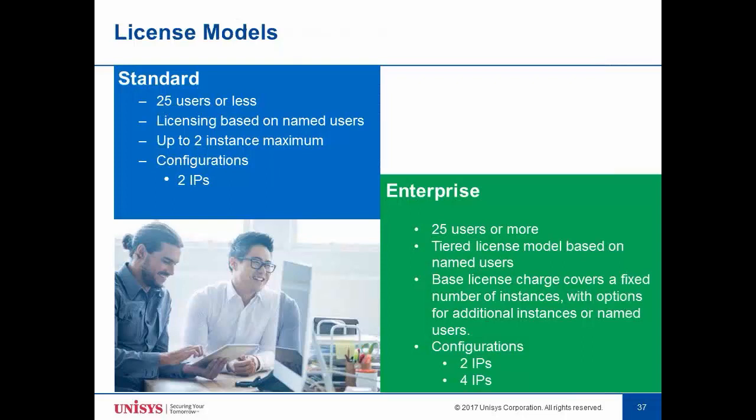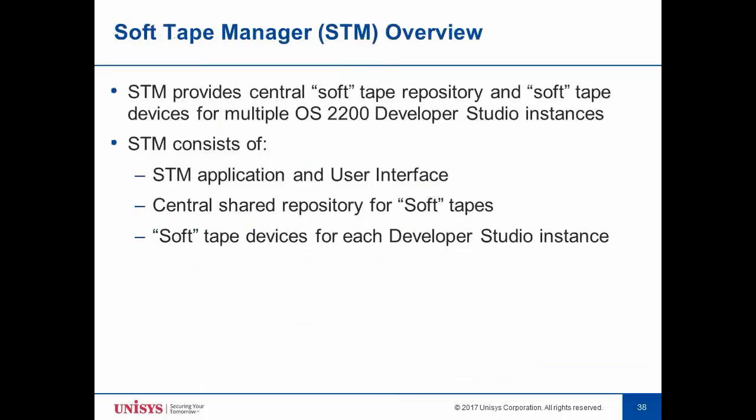Now for licensing models, we offer two different licensing models. Both are named user based, which is different than how we usually license ClearPath products. These two types of licenses, the enterprise and the standard, are somewhat different, and you can see the differences on the slides, mainly focused on the size and the amount of users and the type of configuration that you want to have with this, and more software licensing models may be available in the future.